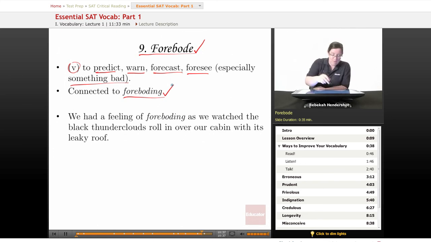Foreboding. We had a feeling of foreboding as we watched the black thunder clouds roll in over our cabin with its leaky roof. If you were in a cabin with a leaky roof, you really do not want it to rain. You have a feeling of foreboding. I've got a bad feeling about this.